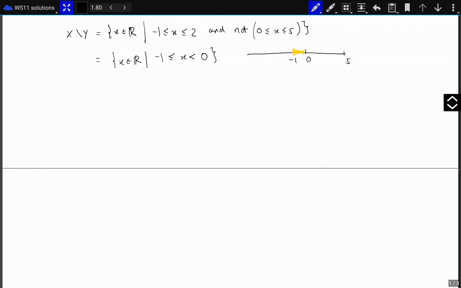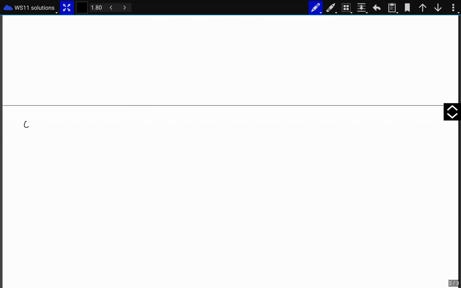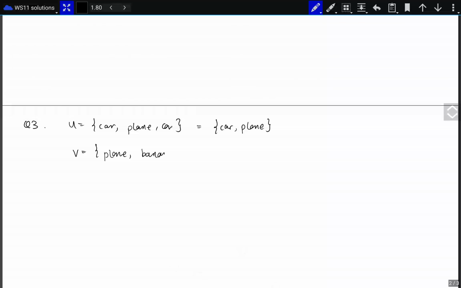So for question 3, where u is equal to the set of car, plane, car. But notice here, car is repeated, and so u is just the set of car and plane, the set of size 2. And v is equal to plane, banana, orange. So notice that plane is common to both u and v.